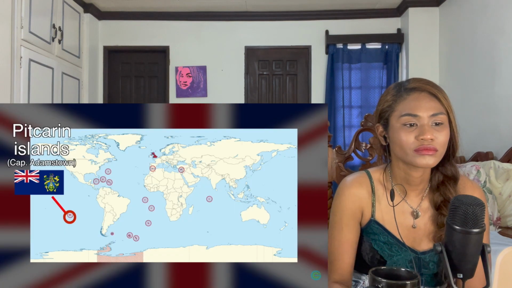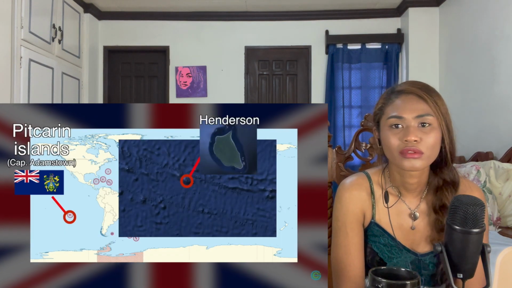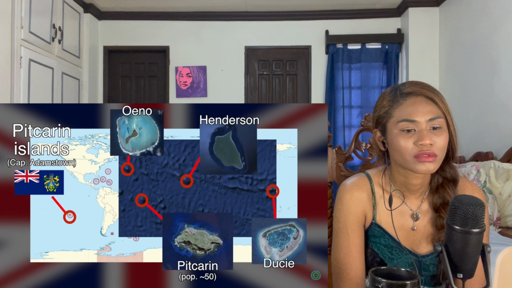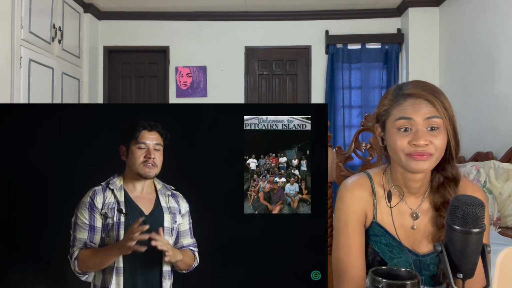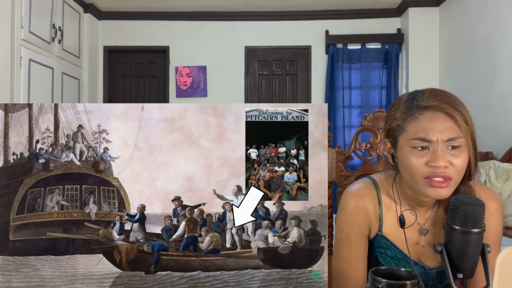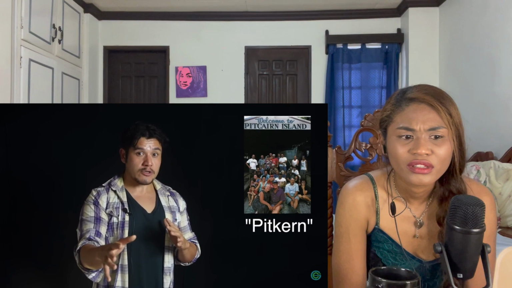And finally, we cut to the other side of the world and hit the Pitcairn Islands, made up of 4 volcanic islands: Henderson, Ducie, Oeno, and the only inhabited one, Pitcairn, which only has about 50 people. Now, this is an interesting one. All of these 50-ish people are pretty much descendants of the Bounty mutineers and Tahitians from the 18th century. They even speak their own Creole language known as Pitcairn.